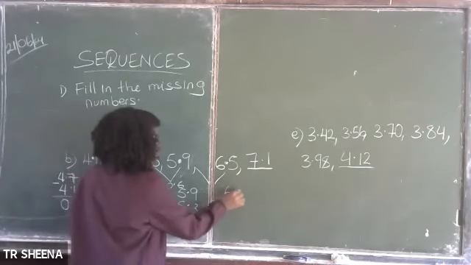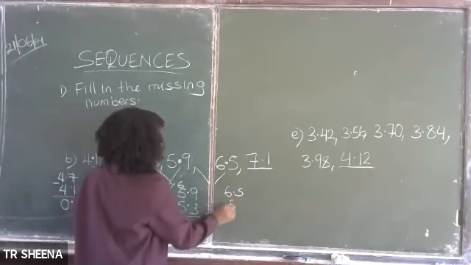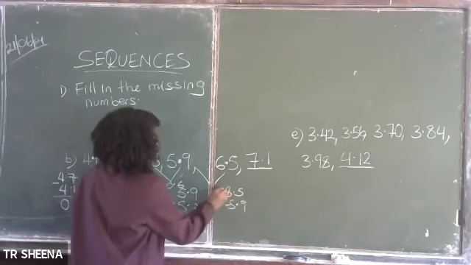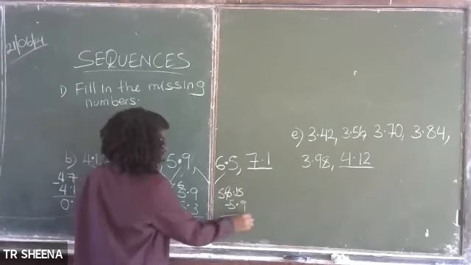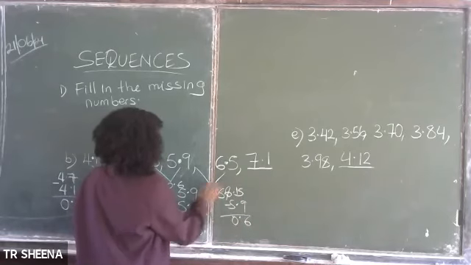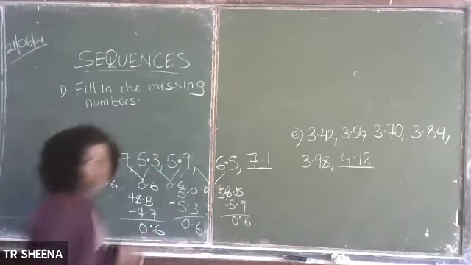Then you also check the last one. You check it by saying 6.5 minus 5.9. Still you carry, 15 minus 9 is 6, 0.6. That is how we found out the pattern.